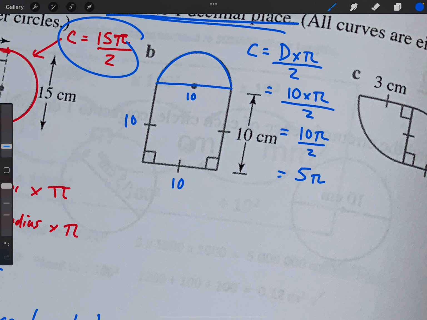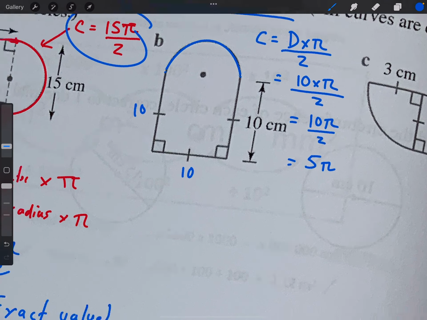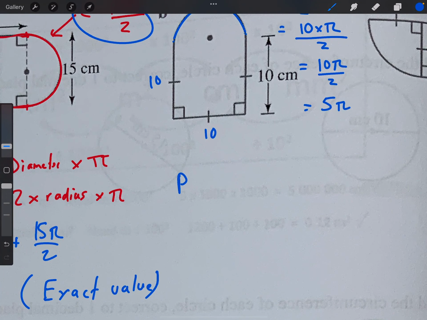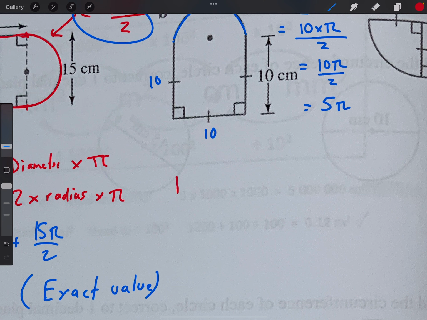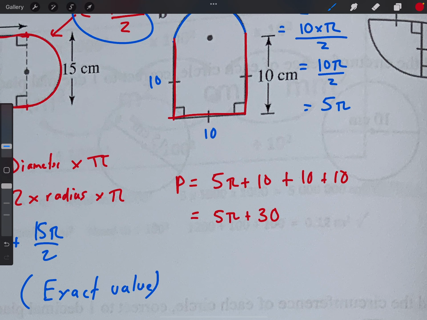So that means that the blue thing is 5 pi. So to find the perimeter of this shape, let me put it in red now. The perimeter is going to equal 5 pi plus 10 plus 10 plus 10. That's equal to 5 pi plus 30.